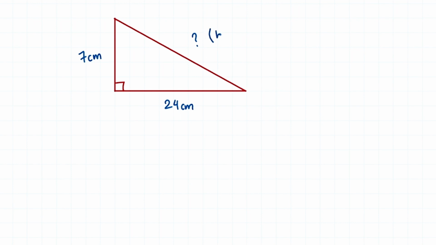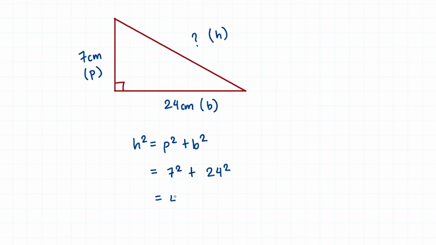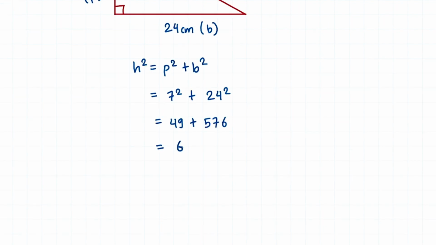So this side is our h, this side is our p, and this side is our b. And we know from the Pythagoras theorem that h square is equal to p square plus b square. So we have our p is 7, so 7 square plus our b is 24, so 24 square. 7 square is 49 plus 24 square is 576, which is equal to 625. So this is our h square.